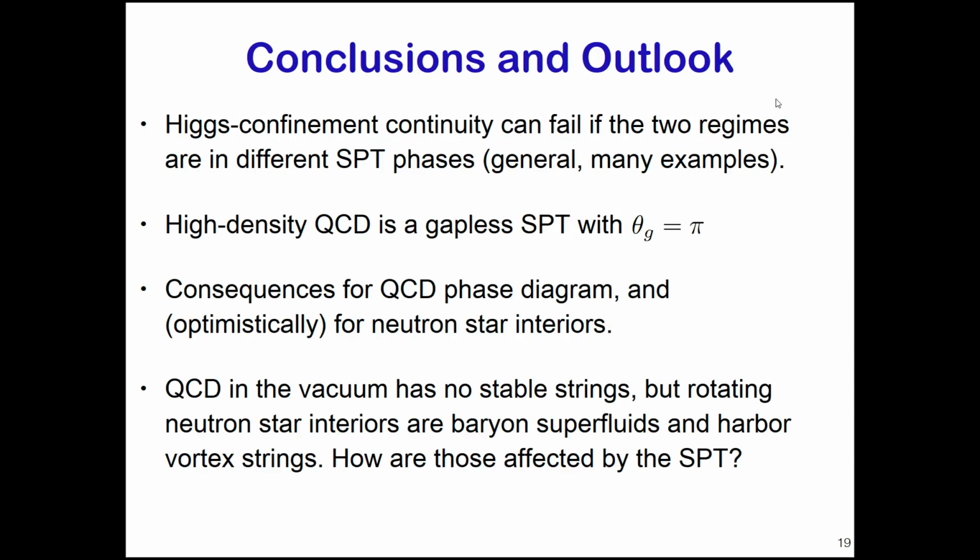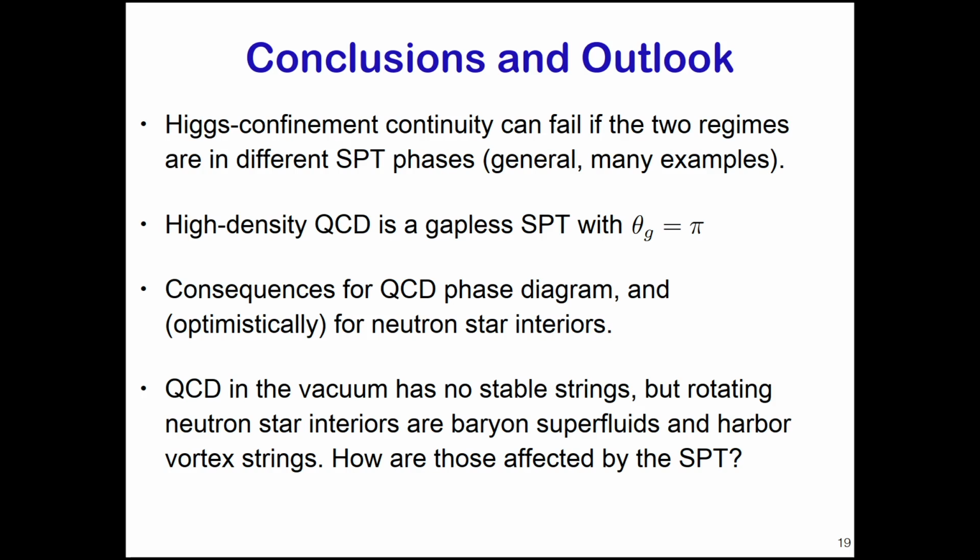All right, so that brings me to my conclusions. The main slogan of the talk is that Higgs confinement continuity can fail if the two regimes are in different SPT phases. And even though I've focused on two simple examples, this is a very general trick that works in many examples. And one of the claims that I tried to justify for you is that high-density QCD is, in fact, a gapless SPT with a gravitational theta angle pi. And as I briefly sketched, this should have real consequences for the QCD phase diagram and, very optimistically, maybe also for neutron stars.